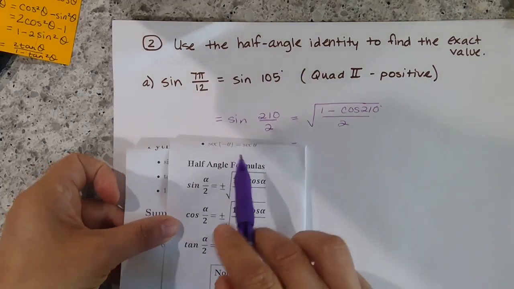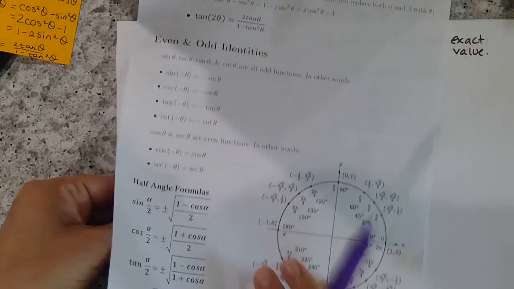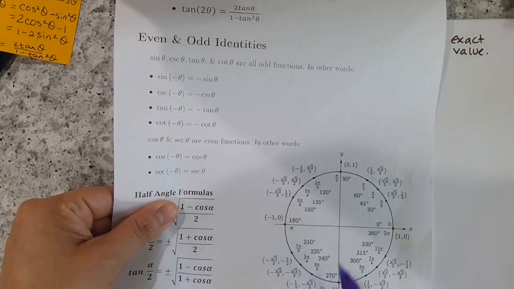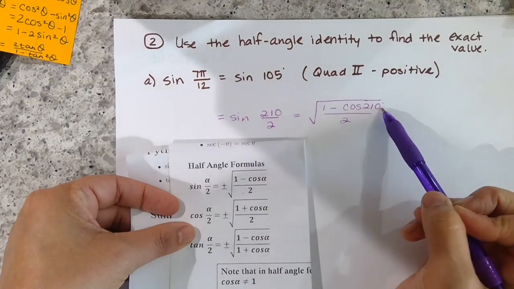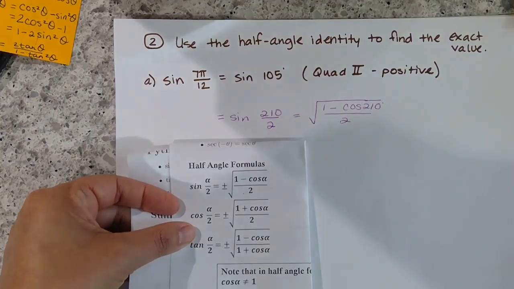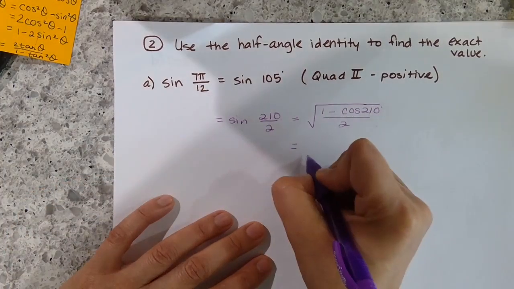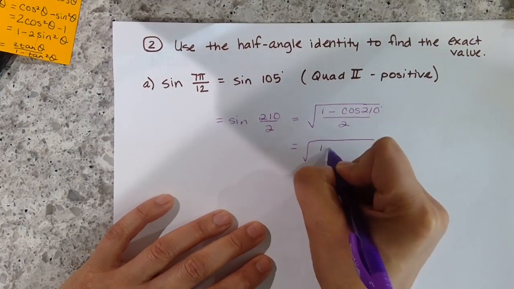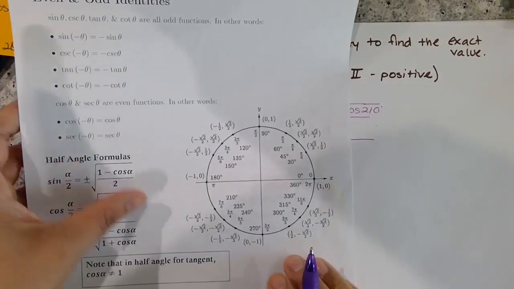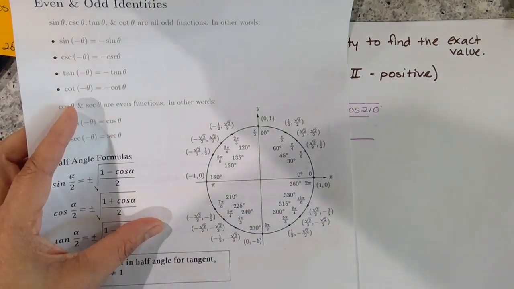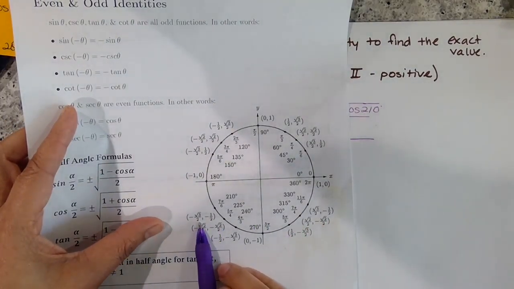Okay. So all I did there was take 105. 105 is going to be half of what angle on the unit circle? So it has to be 210. So I plugged in 210 and then just plugged in my values there. And again, because I know what the cosine of 210 is from the unit circle, from here, just plug in your values. So this is the square root of 1 minus, well, the cosine of 210 degrees is going to be negative square root of 3 over 2, right there.